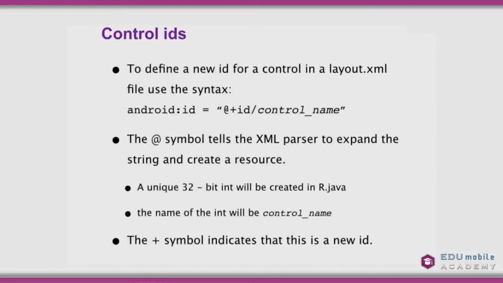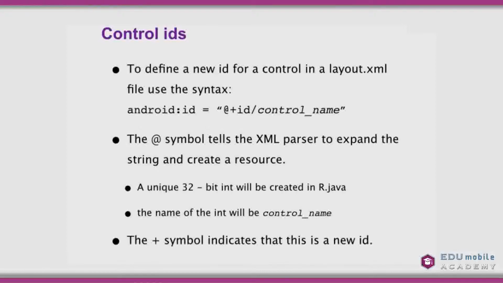So what is a control ID? First of all, to define a new ID in a layout XML file, we use the syntax android:id equals a string containing @+id/ and then whatever we call the control, the name of the control. Now, underneath the hood, this is not a string, it's an integer. But we refer to these IDs by their string name.